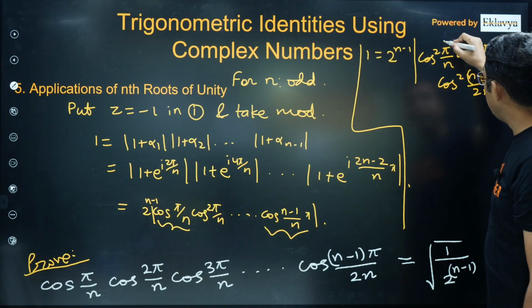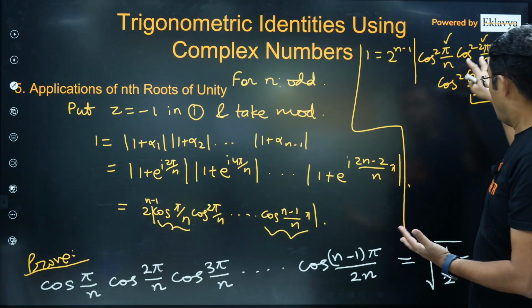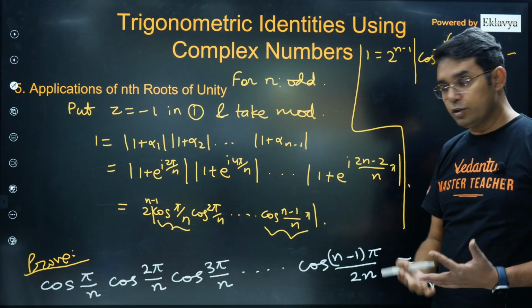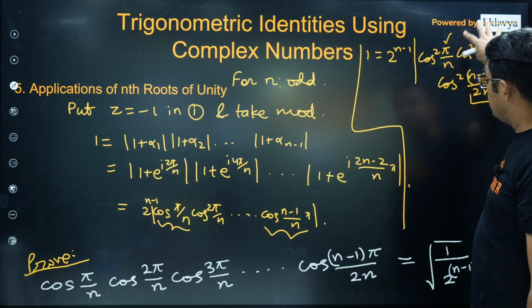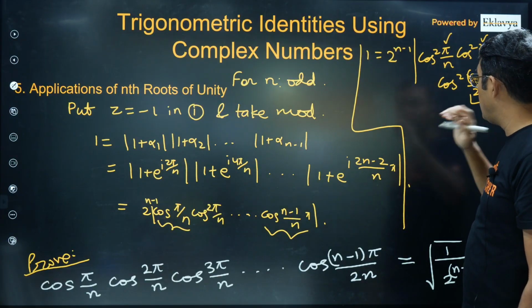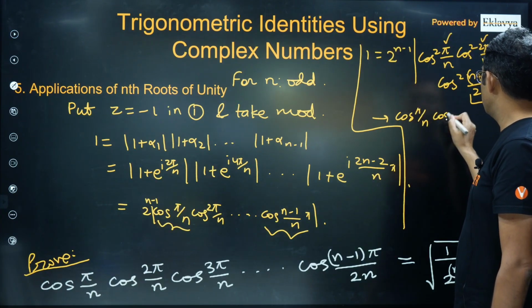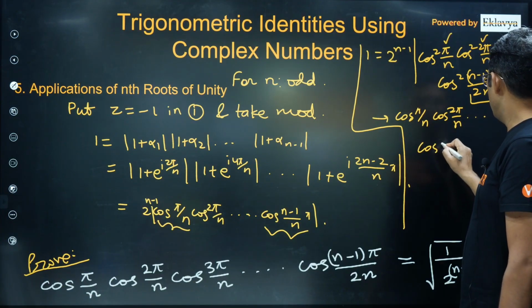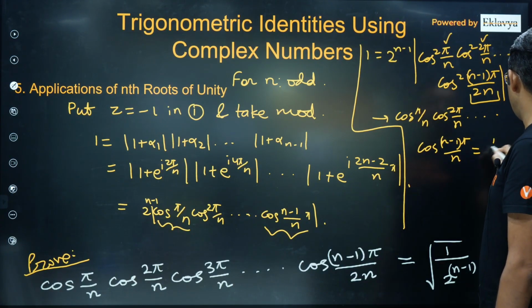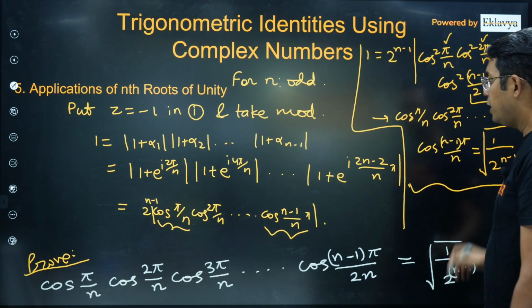Now all the angles here, you can see, are in the first quadrant, so the value of cos will be positive. If I take square root both sides after removing mod, this square sign will also go, and I think we are done. We will be getting cos pi by n, cos 2 pi by n, and so on, cos of (n minus 1) pi by n, and that will be equal to 1 upon 2 raised to the power n minus 1, whole under root. Okay, so this is how it is done.